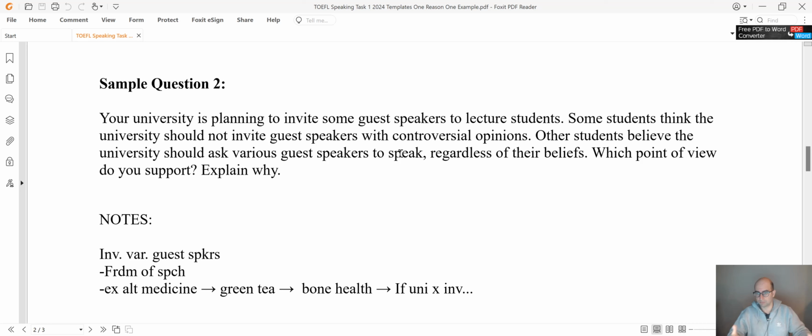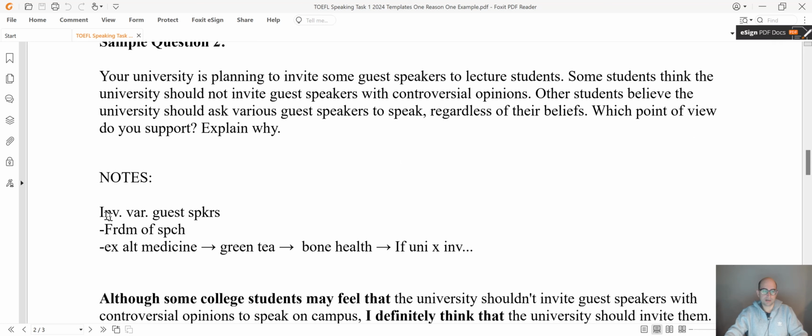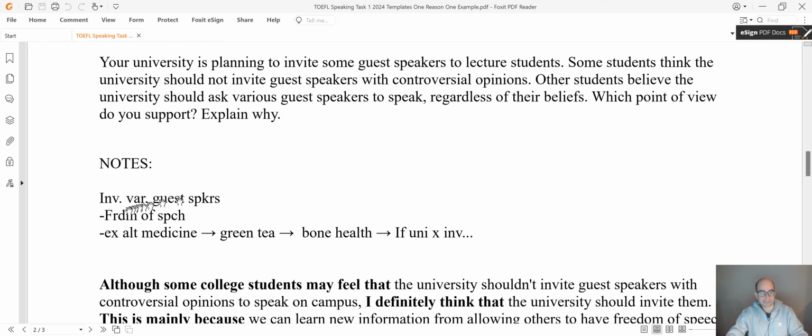This is their right. They should speak about whatever controversial topic they want to speak about. Maybe it's the legalization of marijuana, legalization of abortion, or some other issue. There are millions of them, like should guns be legal or should they not, right? Which point of view do you support? Explain why. Okay, so here I said, yeah, they should invite a variety of guest speakers. So I was supporting basically the second opinion, or opinion B, that they had right here. So I just write this in a short way. And then here I'm gonna write my reason for it.